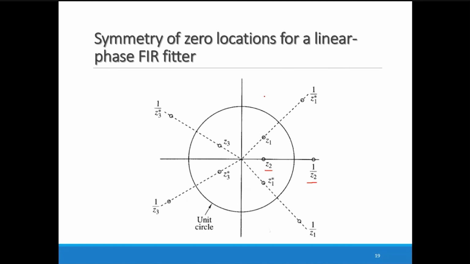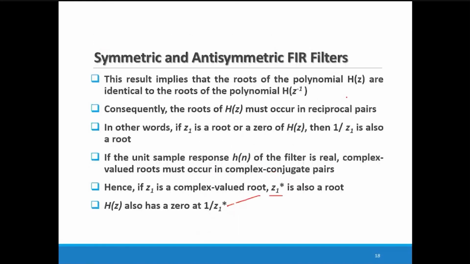This particular diagram shows nothing but the symmetry of zero locations for a linear phase FIR filter. If your FIR filter is linear phase, you get this kind of symmetry in the locations of zeros. Okay, are all of you clear up to this? If anybody has any query, you can please ask.